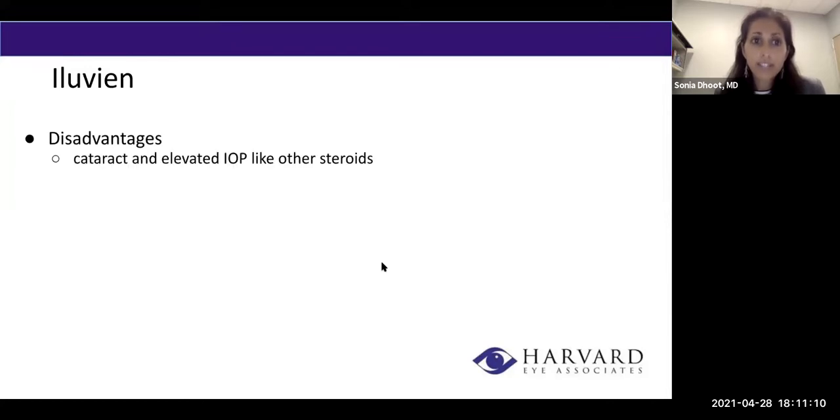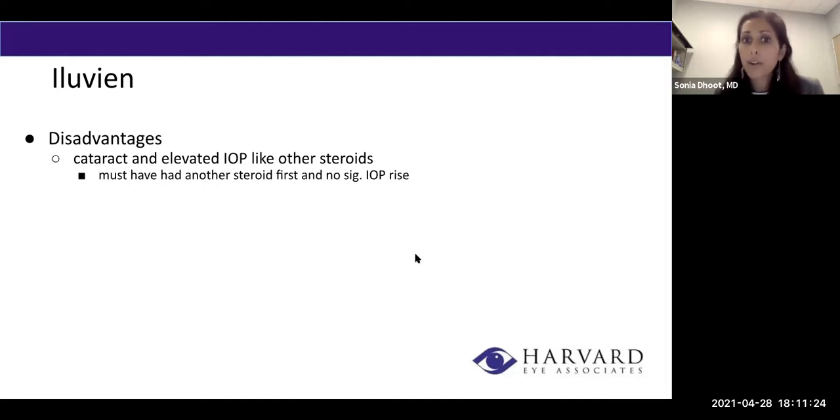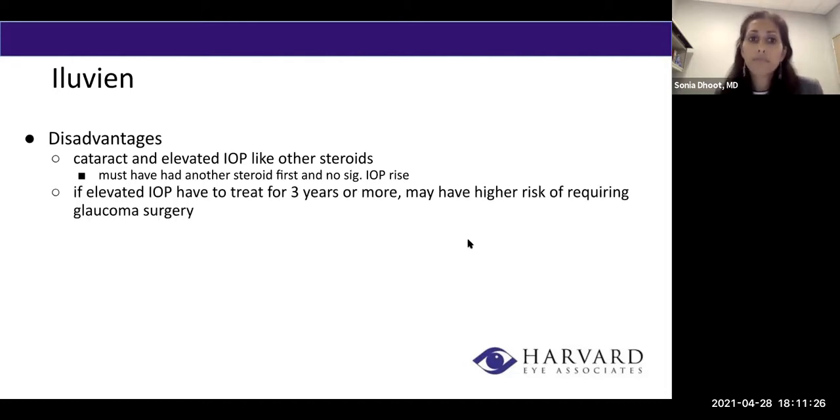So the disadvantages, like we talked about, it can cause elevated intraocular pressure and cataract like any other steroid. So we have to try another steroid in the eye first and see that you don't have any increase in your intraocular pressure before we go ahead and inject the Iluvien. If you've had an elevated intraocular pressure that needed to be treated and we put this in, there may be a higher risk of requiring glaucoma surgery.